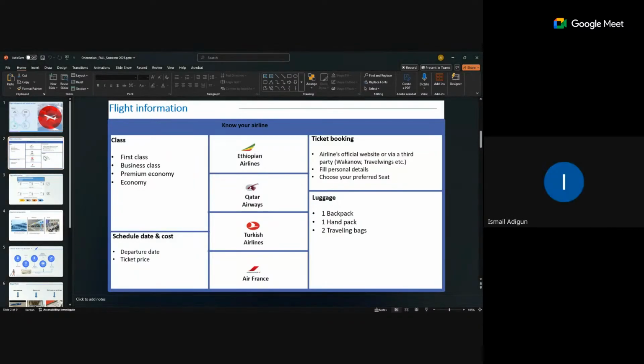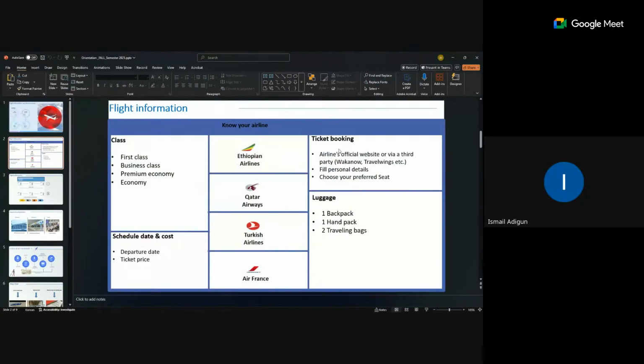Okay, flight information. Like I said earlier, know your airline. These are the four major airlines that fly from Nigeria to Korea, but we actually patronize two of them, which are Ethiopian Airlines and Qatar Airways. We also have classes: first class, business class, premium economy, and economy, which a large percentage of people take.